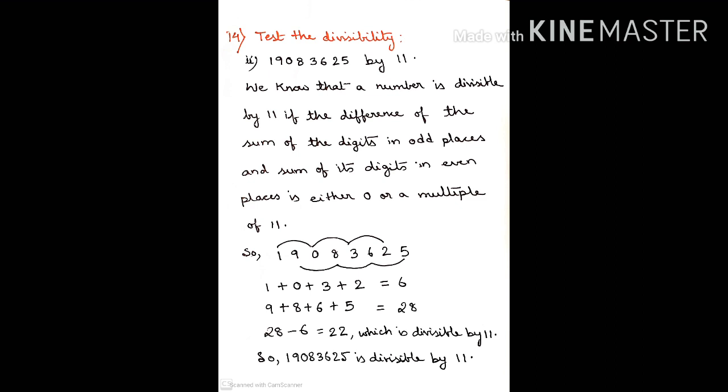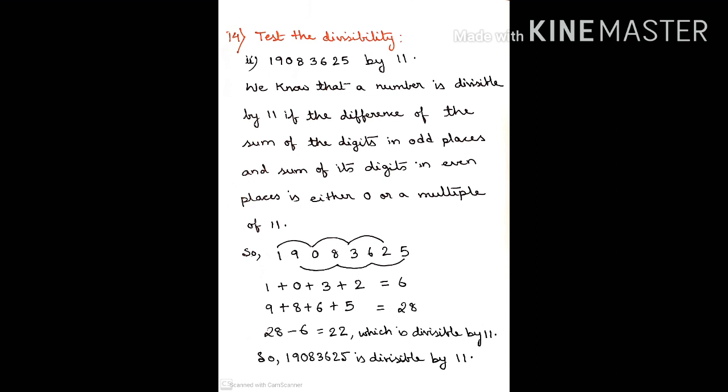25. We know that a number is divisible by 11 if the difference of the sum of the digits in the odd places and the sum of its digits in the even places is either 0 or a multiple of 11. So when we add 1, 0, 3, 2, we get 6, and when we add 9, 8, 6, 5, we get 28. 28 minus 6 is 22, which is divisible by 11.